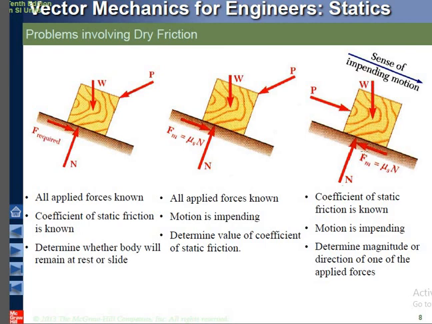So the friction force is acting in this direction. We have to find the magnitude and direction of one of the applied forces. This is the applied force, and here also this is the applied force. Likewise, we can find the values of the different coefficients of friction. Here in this case, you can also find them. Then you can also find the applied force depending on how the bodies are acting on this plane.